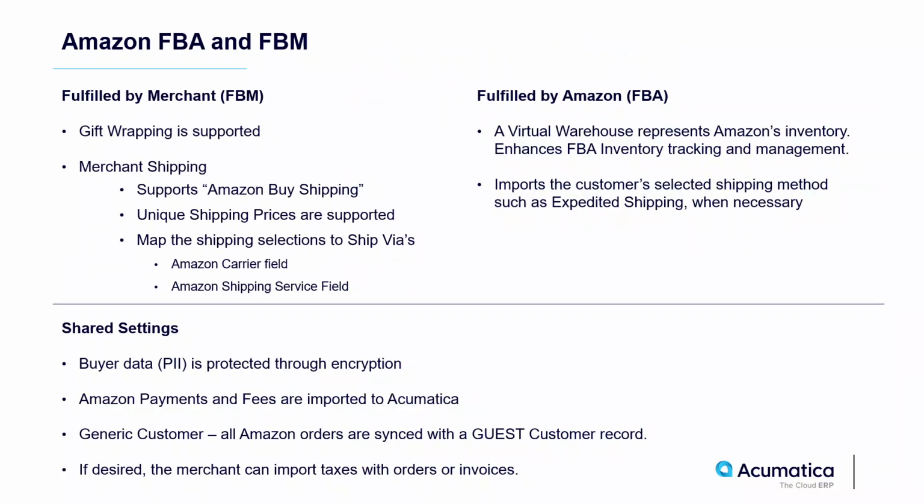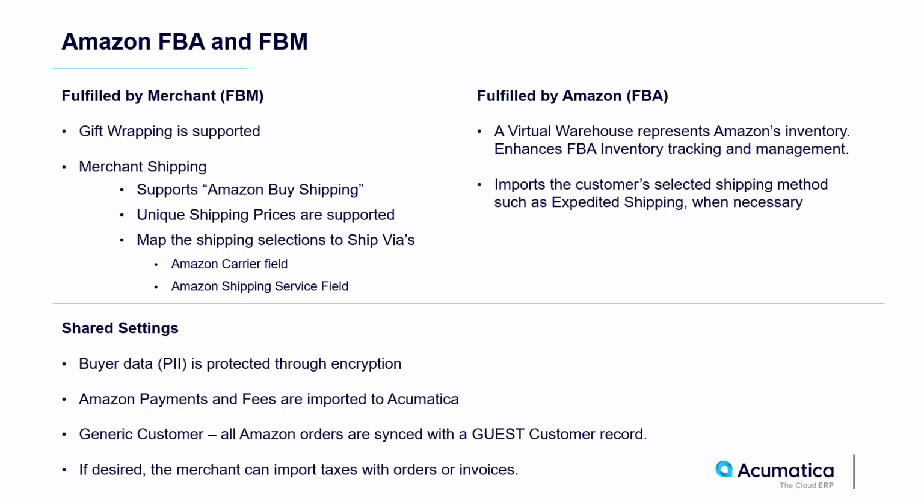Now, just in summary, we have different settings for FBA orders and FBM orders. Like I mentioned, gift wrapping is supported for FBM. Also, there's the merchant shipping that's supported. I didn't mention before, but we also support Amazon Buy Shipping. So Amazon offers a service where they will allow you to use shipping labels that they produce. Because Amazon's huge, they're getting really good deals on the shipping. That information will pass into Acumatica so that you can produce those labels on your FBM items.